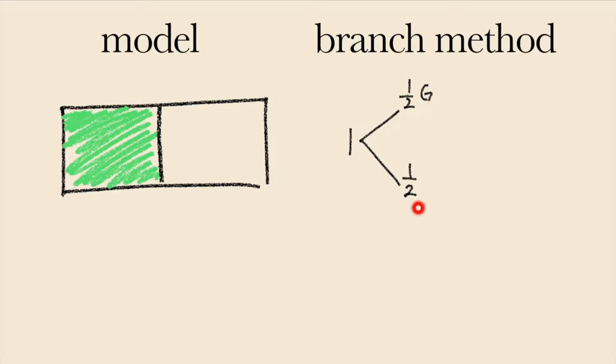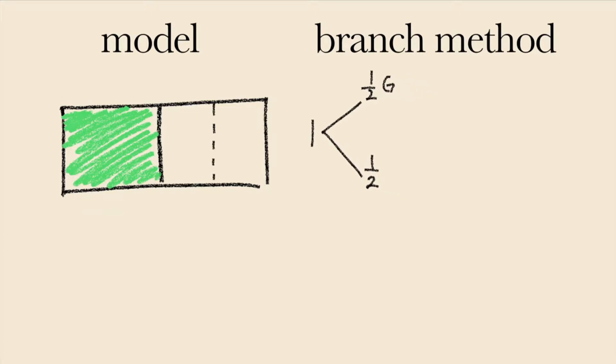So the thing about the branch method is the two branches must come together to form one whole. So if this were 1/3, the other branch would be 2/3. If this were 1/10, this branch would be 9/10. Can you see how much more convenient that is compared to drawing 10 units? Okay, let's try something more complex.